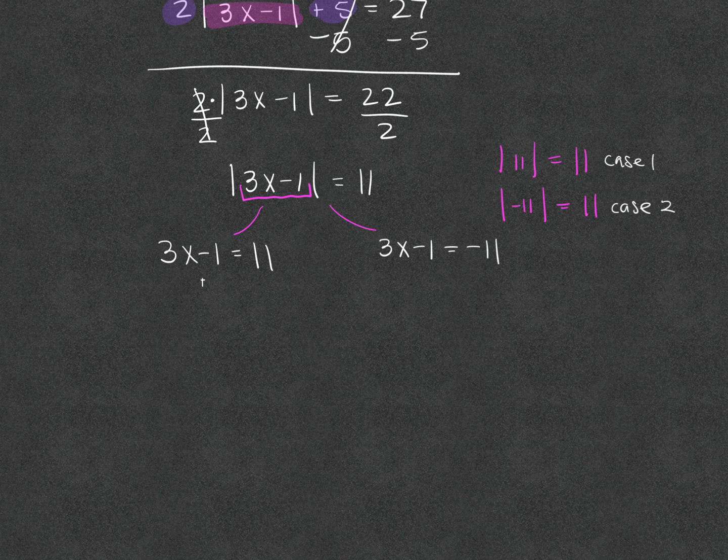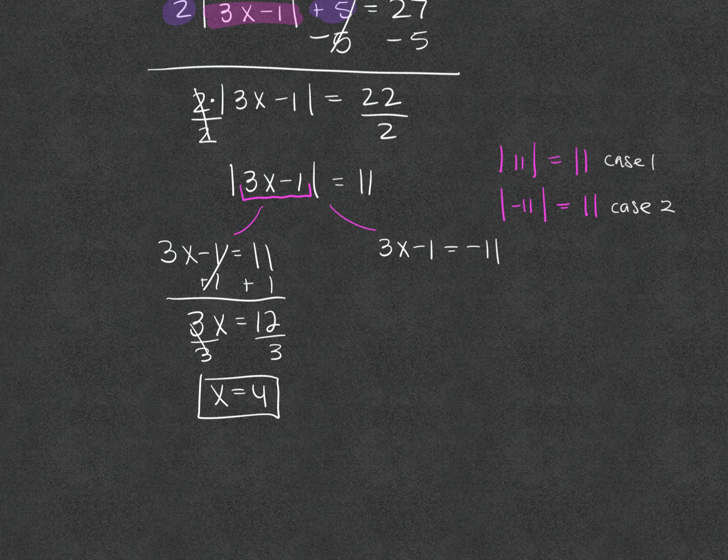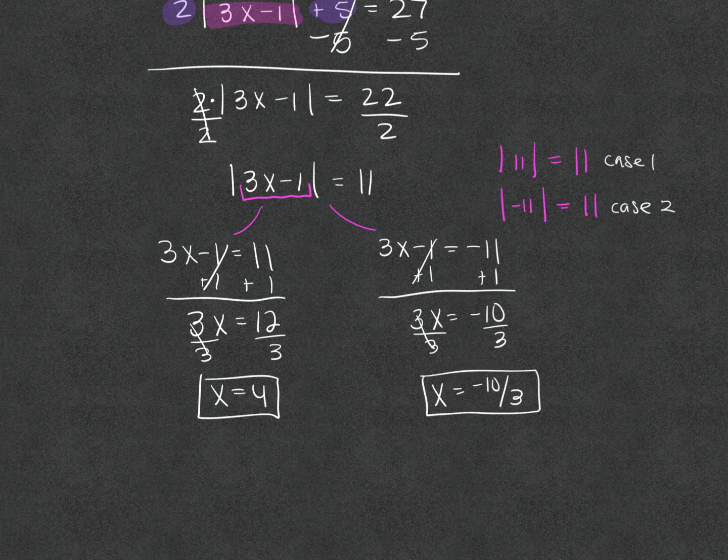To solve, we're going to add 1 to each side. We get 3x equals 12. Divide both sides by 3, and we get x equals 4. There's one answer. Same thing over here. Add 1 to each side. 3x equals negative 10. And then divide by 3. And then we like to just leave our answers as fractions. So negative 10 over 3.